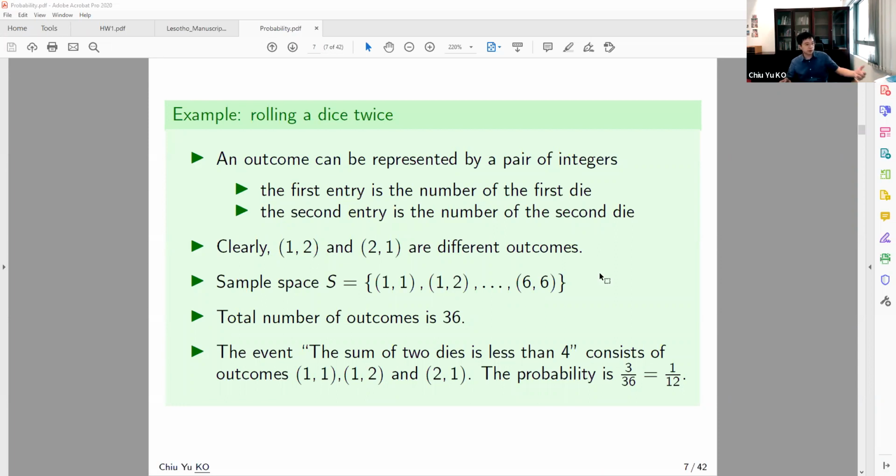It's not going to be represented by a single number, 1, 2, 3, 4, 5, 6. That's not sufficient to represent it. In this case, the easiest way is to represent it by a pair of integers from 1 to 6. The first entry is the outcome of the first roll, and the second entry is the outcome of the second roll. Do note that 1, 2 is different from 2, 1, in the sense that first is 1, second is 2, and first is 2, second is 1 are different.